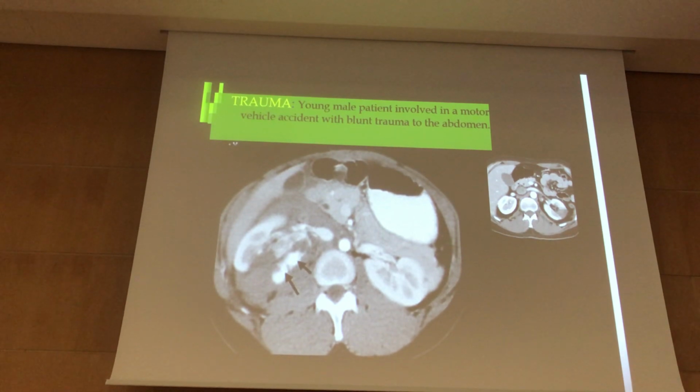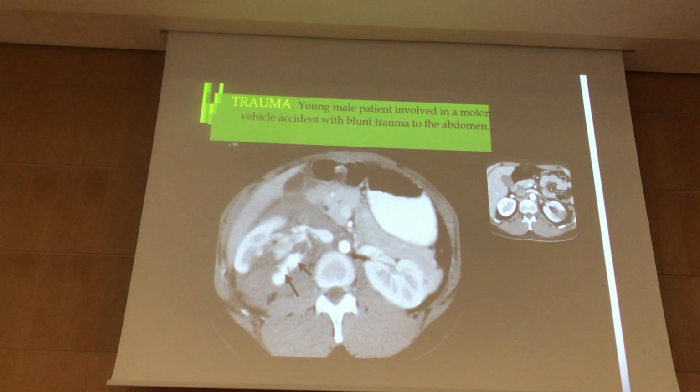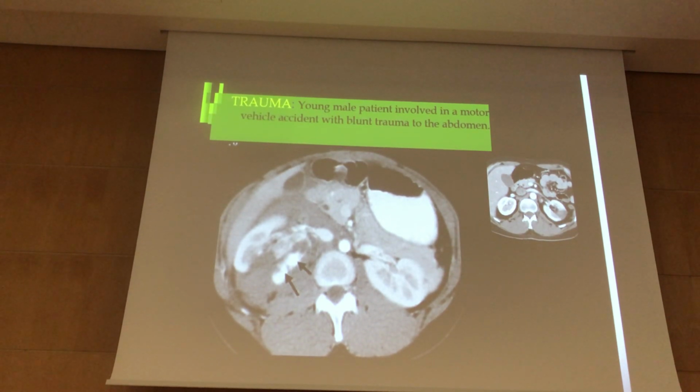CT is also a good option. So which one would you have, ultrasound or a CT? Ultrasound. Okay, so we have ultrasound, which is called FAST ultrasound. Have you heard of this? In the ER setting, they ask for a FAST ultrasound.